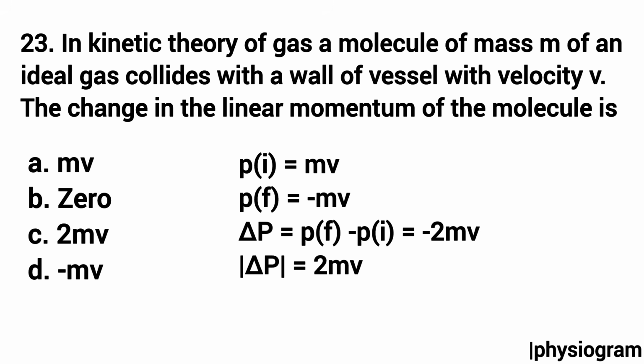So the change in momentum, that is delta P, will be equal to P final minus P initial. So putting the values, we will get here minus 2mv. So the answer will be the magnitude of the change in the linear momentum, that is 2mv. So the correct answer is option number C, that is 2mv.